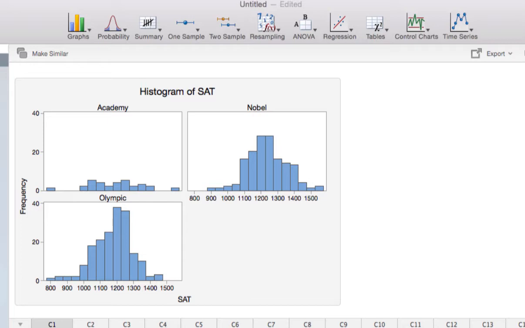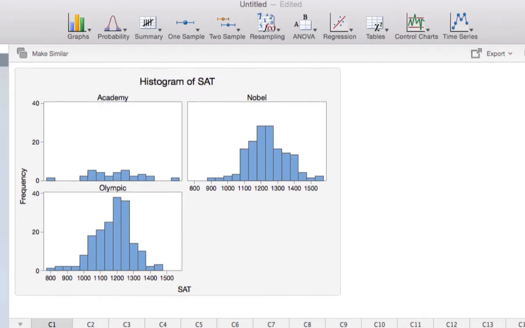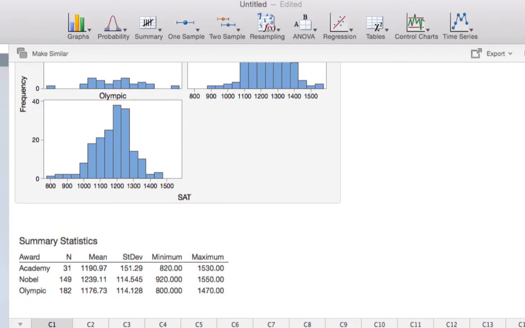The last assumption is that our population variances are equal. Again, we don't have the populations, we have samples, so to check this assumption, we're going to compare the sample standard deviations. If we scroll down here, along with our histograms with groups, we get summary statistics. So we can compare the standard deviations of these three groups.